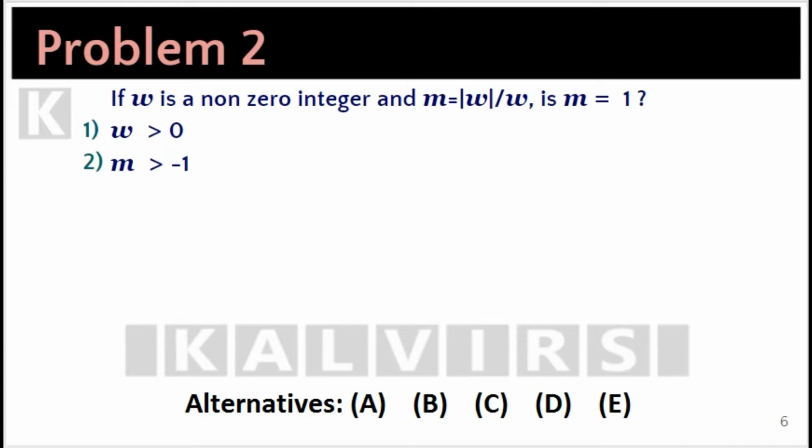If W is a non-zero integer and M is the absolute value of W over W, is M equal to 1? So first of all, from the question stem, W is a non-zero integer. That means that W might be either a positive integer or a negative integer. Now, M is the absolute value of W over the same number.